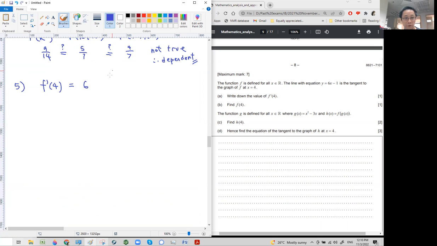And the next part, f(4) itself, and students are meant to recognize that the tangent and the original graph are going to make contact at the point of tangency. And therefore, the value of f(4) should also be the same as the y value when you plug x equal to 4 into the tangent.